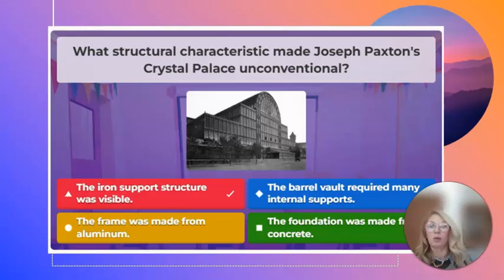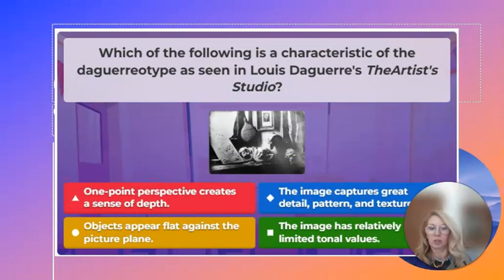Okay, so question one, what structural characteristic made Joseph Paxton's Crystal Palace unconventional? The correct answer is the iron support structure is visible. And if you look at this picture, you can clearly see that it is visible. Always look at the pictures on your test. Always look at the pictures.